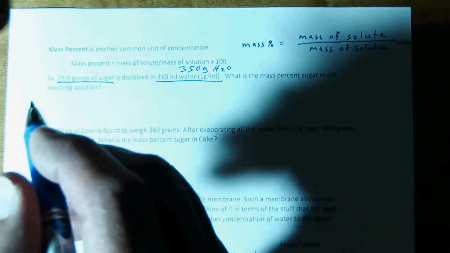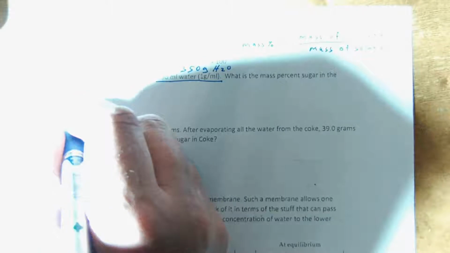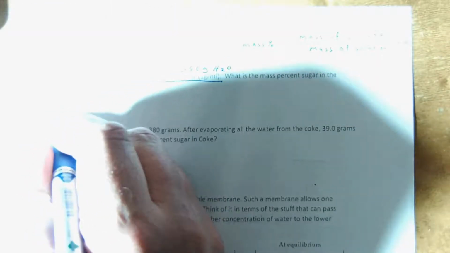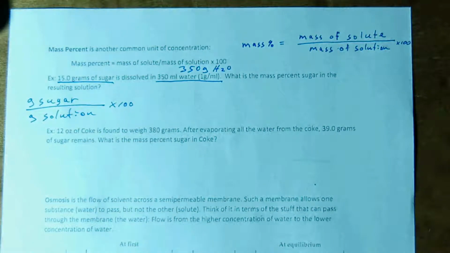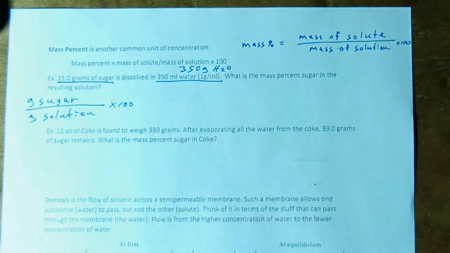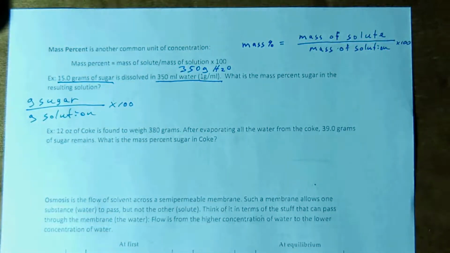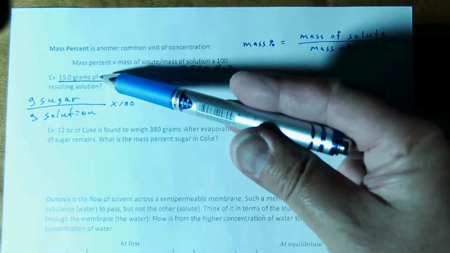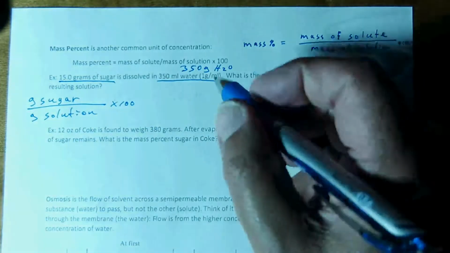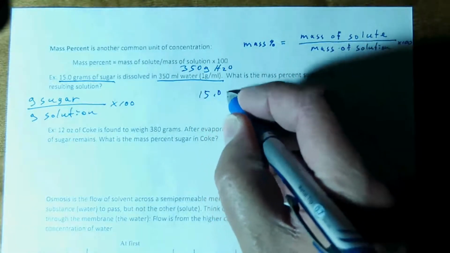Well, you know the formula for mass percent. It's going to be the grams of the sugar divided by the grams of the solution times 100, right? Well, how many grams of sugar? This top number. Grams of sugar is 15 grams. So I got 15.0 grams of sugar.